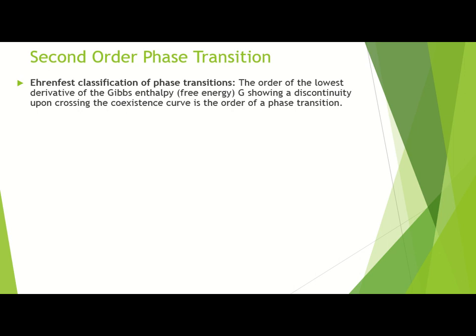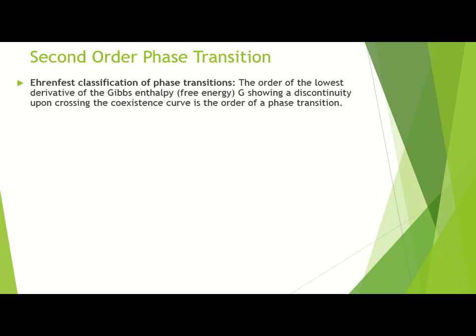Coexistence stands for phase 1 and phase 2 existing at the same time. That's why we call that curve the coexistence curve. Whenever we cross that coexistence curve, there is a discontinuity in the derivatives of the Gibbs free energy. If that discontinuity appears in the first order derivatives, then we say it is a first order transition. If it occurs in the second order derivatives, then we say it is a second order phase transition. Of course, when the second order derivatives are discontinuous, the first order derivatives are continuous.